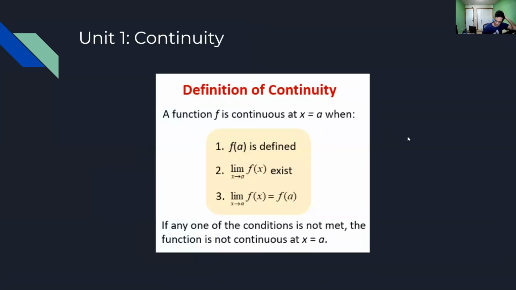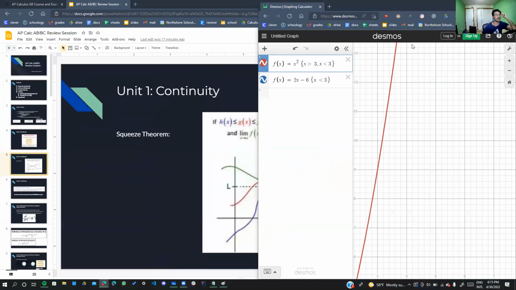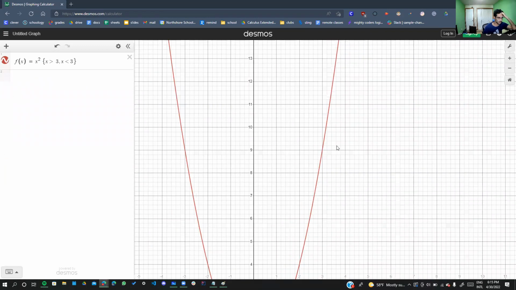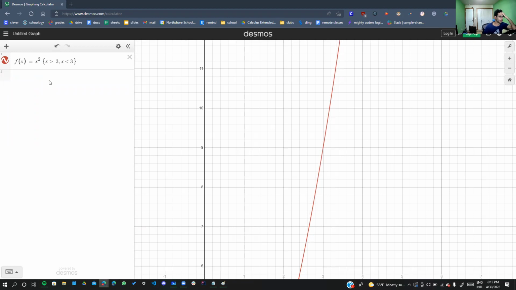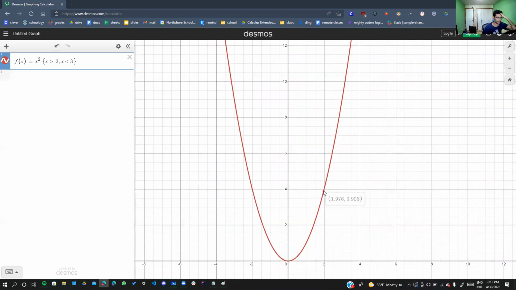So another topic in terms of limits that we have to discuss is continuity. And continuity has 3 conditions. 1, f of a is defined. So if you go back to Desmos right here, actually, I think this is a better way to explain. So f of x equals x squared. Let's say at x equals 2 right here.